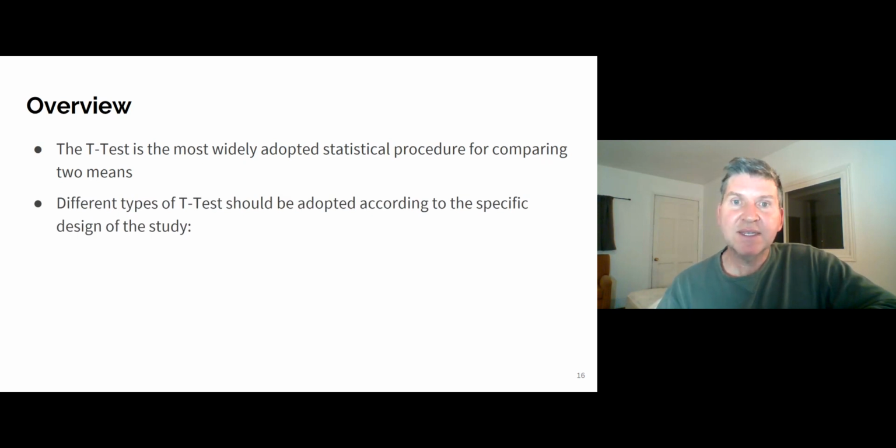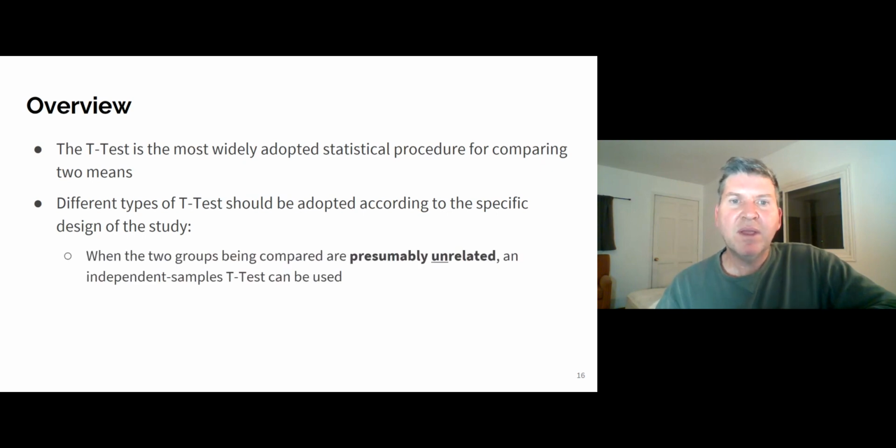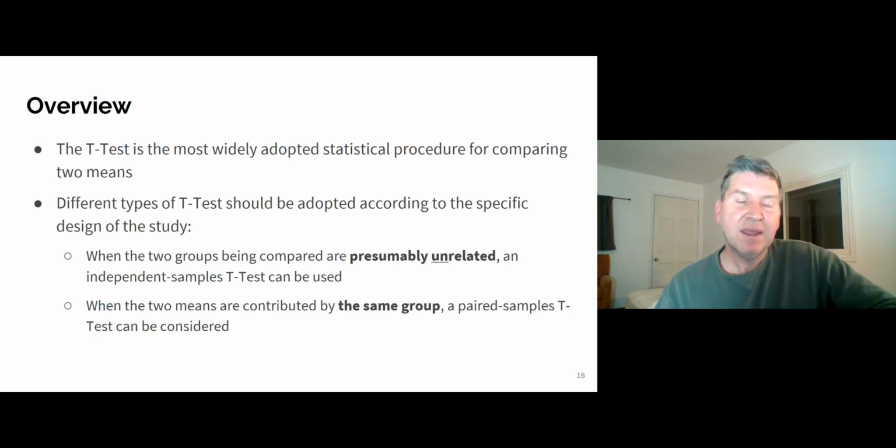Different types of t-tests are adopted depending on the design of the study. When you have 2 groups being compared that are presumably unrelated, meaning they are independent, we can use an independent samples t-test. So this would be your between groups study. Every participant is using either 1 browser, 1 search engine, or 1 particular tool, and you want to see how those values compare.